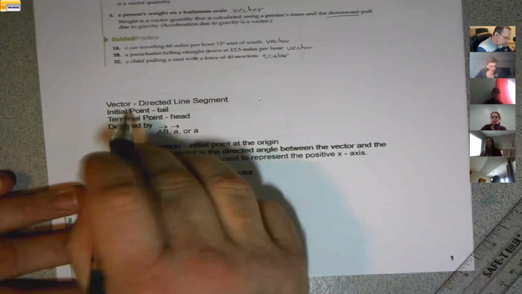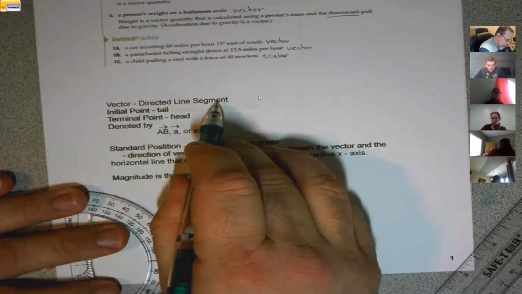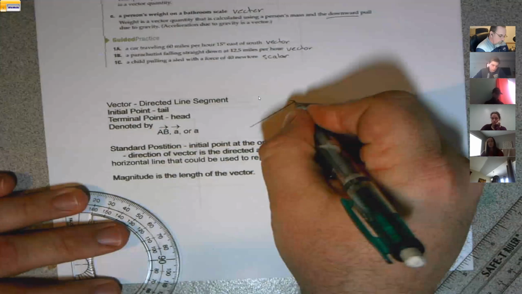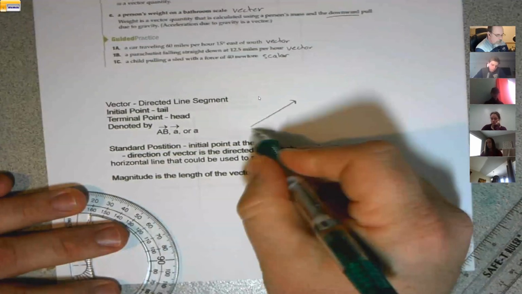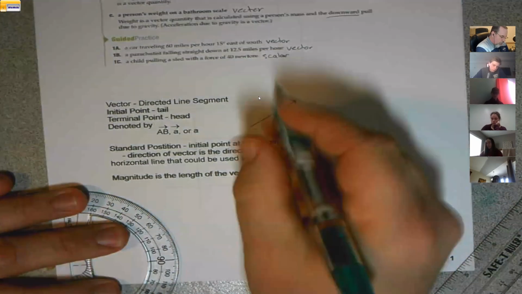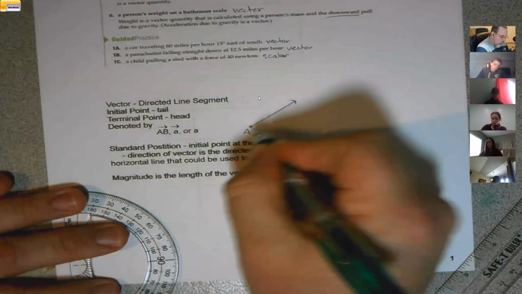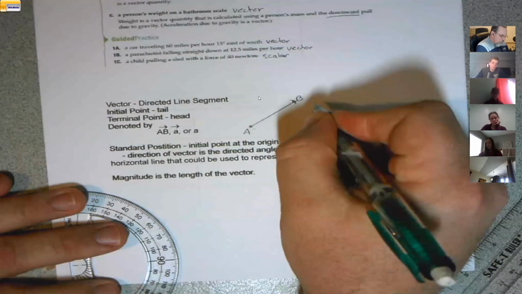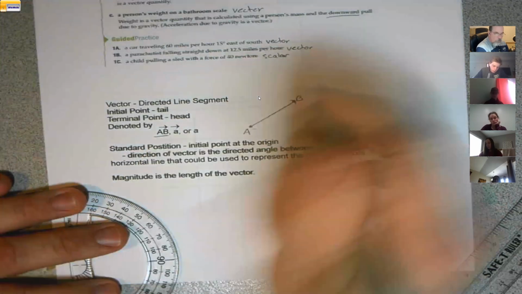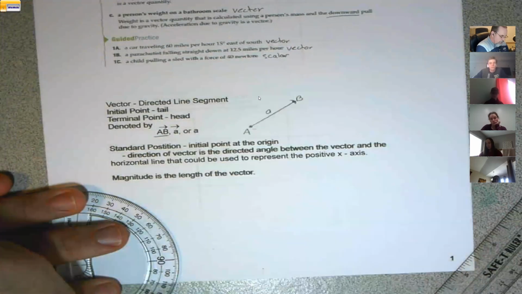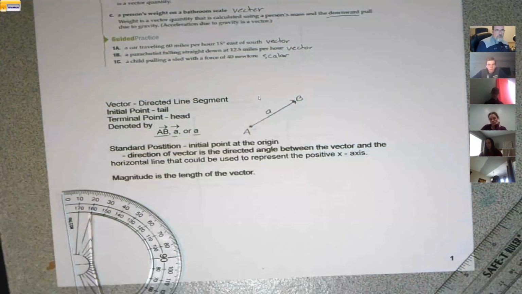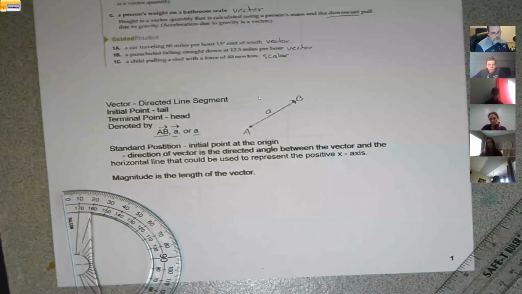A vector is a directed line segment. So here is a vector right here. It has a length, it has magnitude, and it has a direction. Now, if the beginning point is A and the ending point is B, we can describe this as vector AB. If we label this whole thing A, then we have vector A. Or we could just say A if we know that's the context of the problem. We're working with vectors, so we can just say vector A.